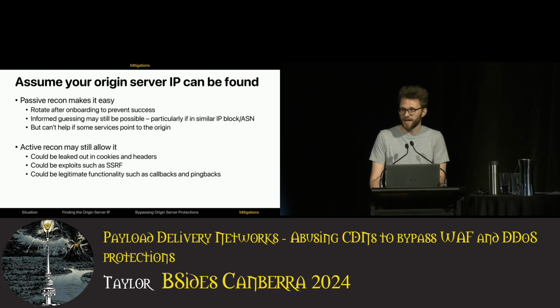So it might be leaked out in headers and cookies, and maybe you can fix those. But there may be exploits such as server-side request forgeries, where you can coerce the server into making a request and observe the IP. Or there could be legitimate functionality that's just inherent, such as callbacks and pingbacks and things that just exist and you can't really help it. Maybe some things you could try to proxy the traffic out of a different IP, but may or may not be possible depending on your setup.